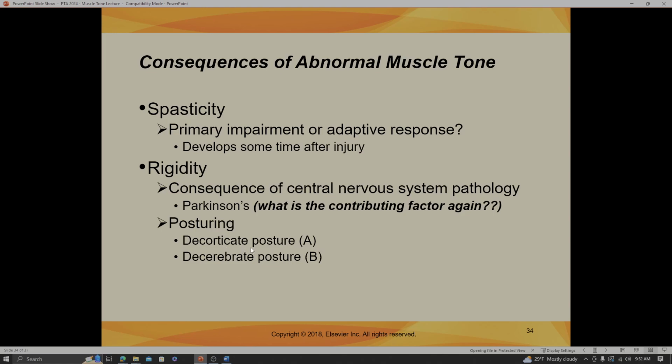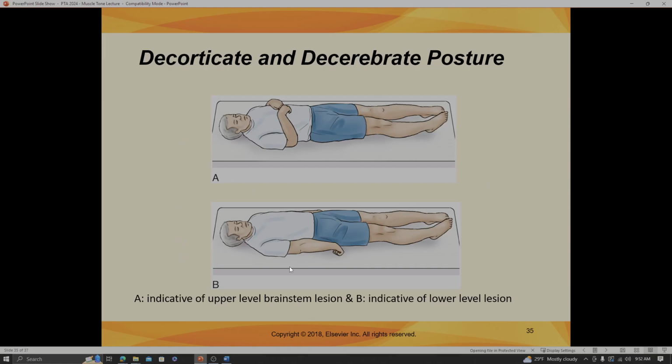So here's a decorticate posture and a decerebrate posture. It should be here and here, right? The only difference between these two postures and how they present is going to have to do with where in the brainstem we end up with our damage or our lesion. So an upper level brainstem damage or lesion, you'll talk more about this in neural component, will result in this flexion-based posture we see here, right? This is the decorticate posture.